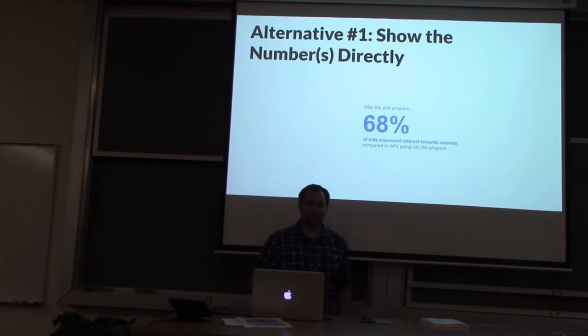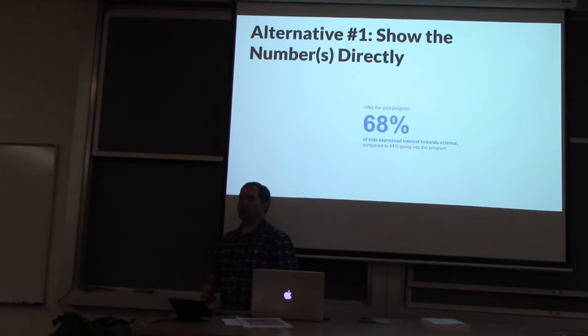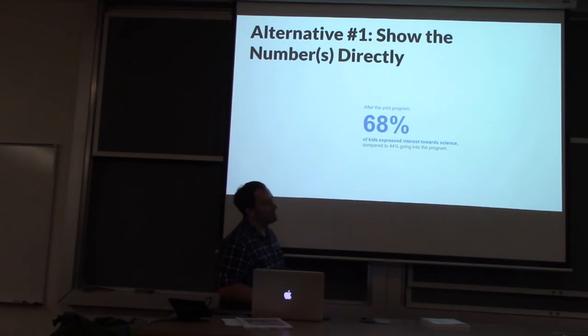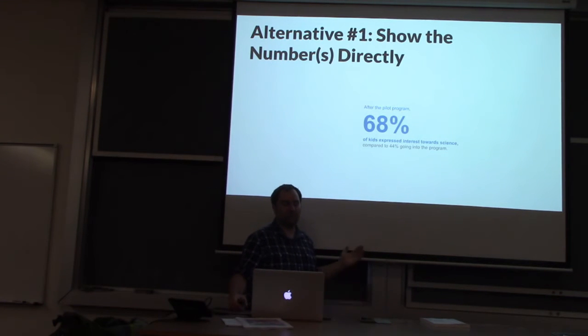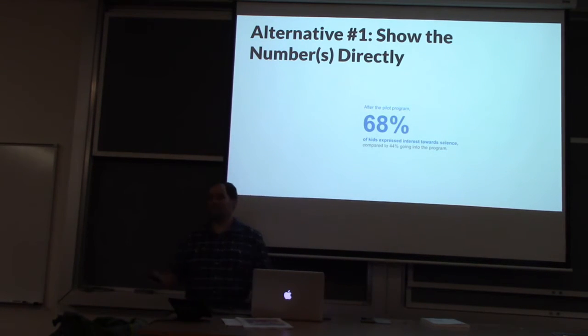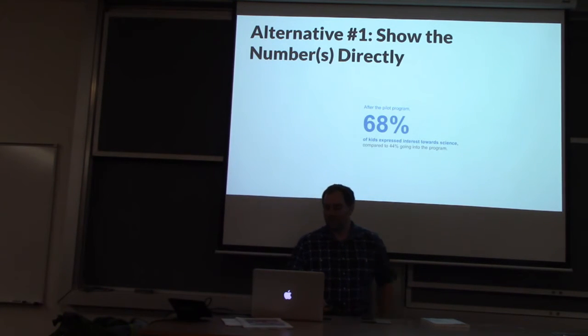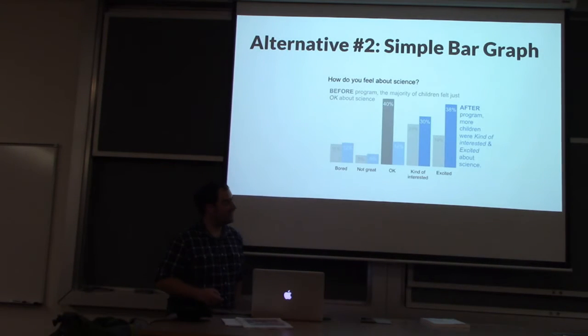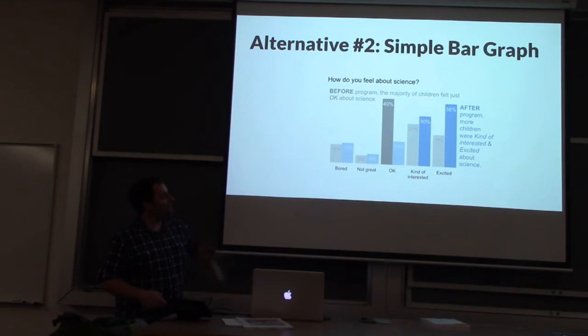So first, always, if you just have one message to show, for example, how effective your pilot program was, you could say 68% of kids, simply numerically, expressed interest towards science compared to 44% going into the program. This communicates efficiently. Maybe you don't need visualization here at all. If you want to be a little bit more detailed on how these various categories have shifted, you could make a bar chart here.